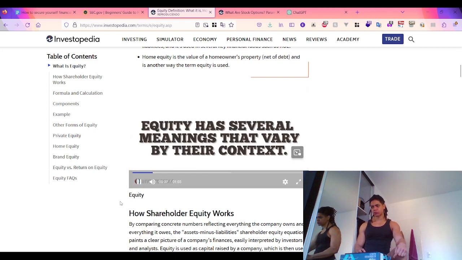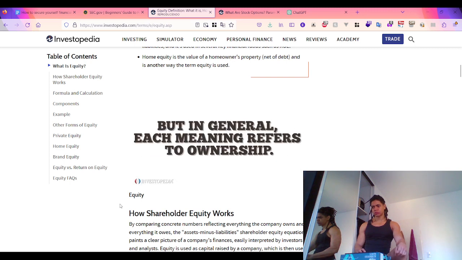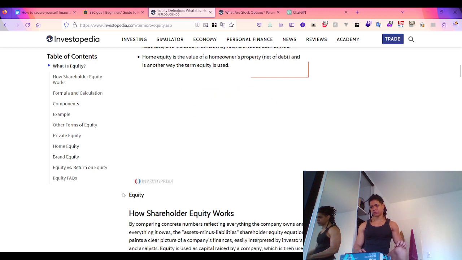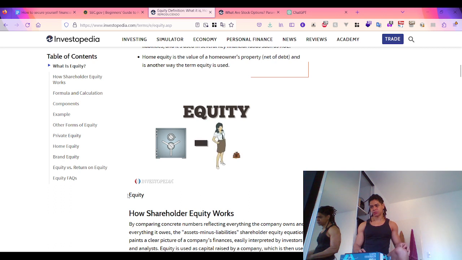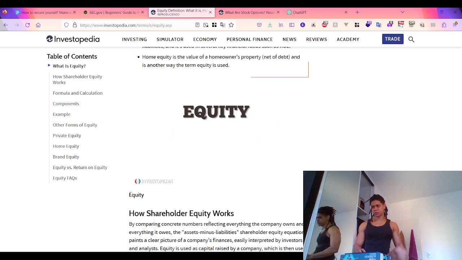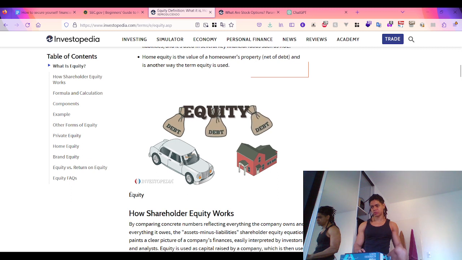Equity has several meanings that vary by context, but in general, each meaning refers to ownership. Equity is one of the three principal asset classes. The other two are fixed income and cash. Equity also applies to the value of securities in a margin account minus what an investor borrowed from a broker. But in general, equity is the value of a business or property after its debts and liabilities are paid. Think of equity as ownership in any asset after all debts stemming from that asset are paid. A car or a house with no outstanding debt is the owner's equity because she can sell them for cash. Stocks are considered equity as well.